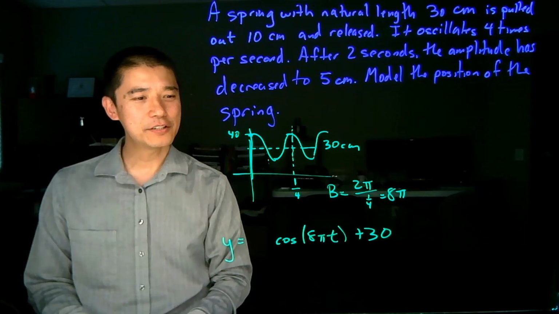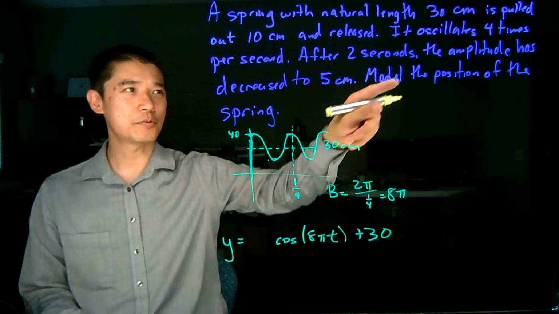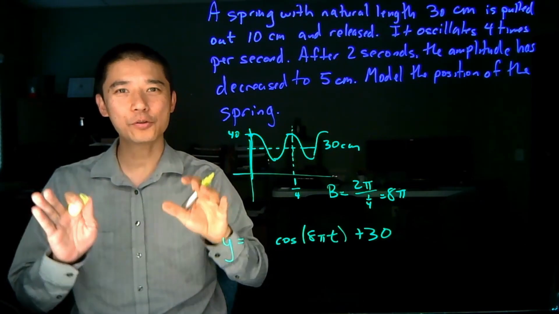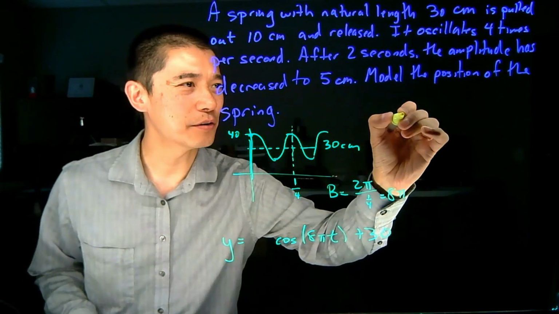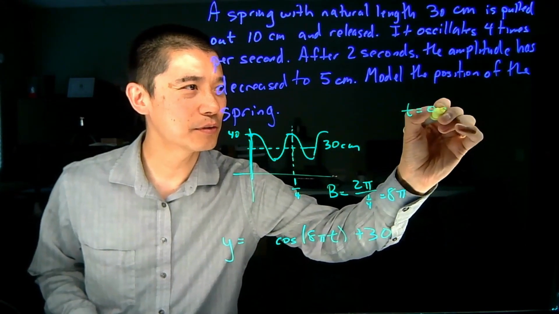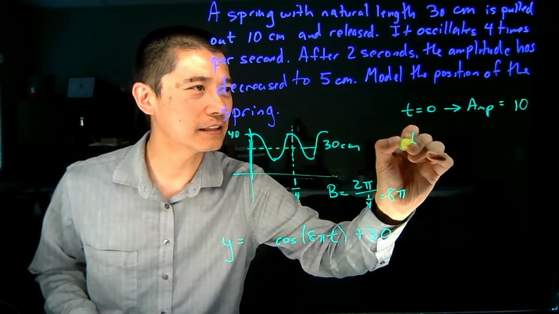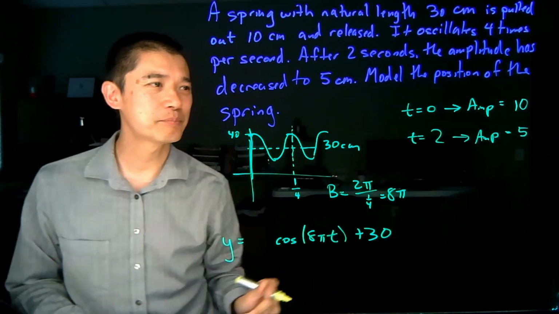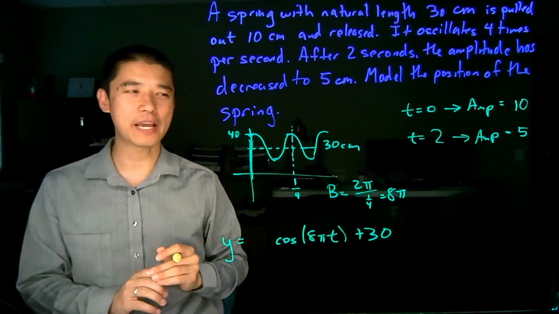So then we have to deal with this changing amplitude, the variable amplitude. The only part of this problem that tells us there's a changing amplitude is that after 2 seconds, the amplitude has decreased to 5 centimeters. So at t equals 0, we have an amplitude of 10, and at t equals 2, the amplitude is 5. And we are trying to come up with some sort of expression that captures this behavior.